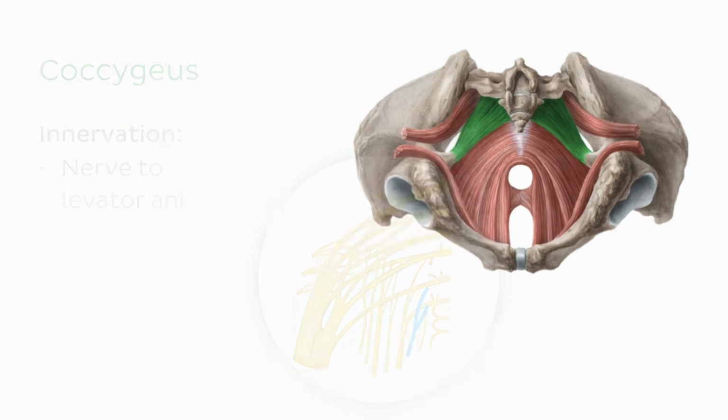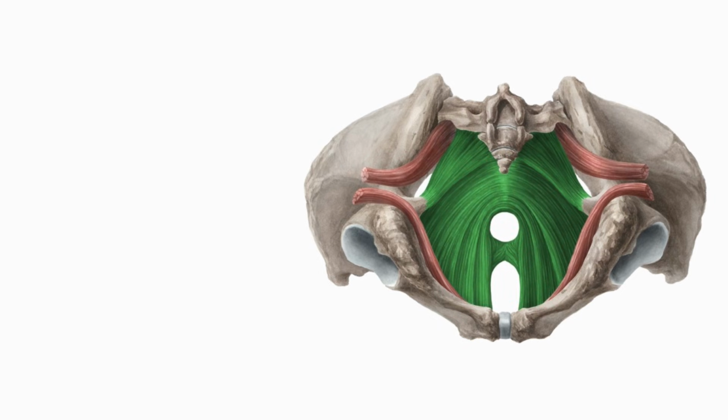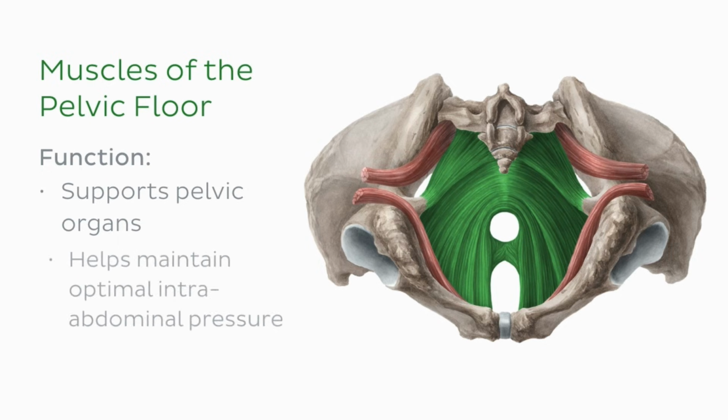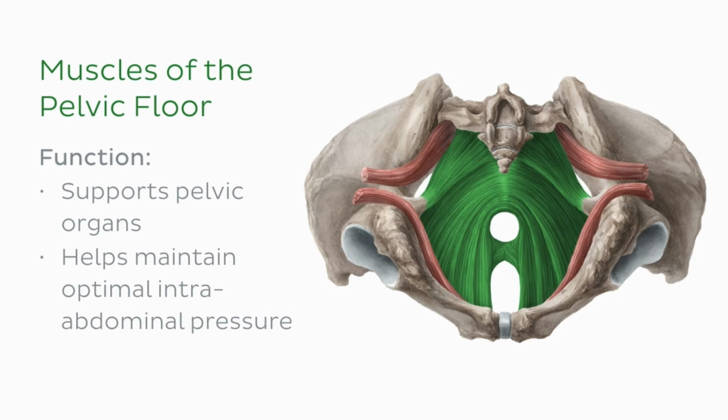And before we move on, let me remind you of the functions of the pelvic floor. These muscles work together to provide support for the pelvic organs. Additionally, the pelvic floor helps maintain optimal intra-abdominal pressure and is involved in urinary and fecal continence in both sexes.